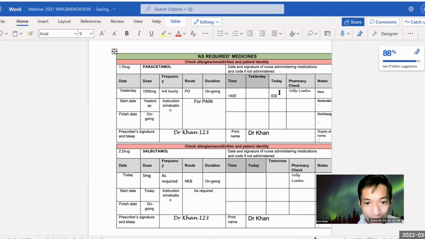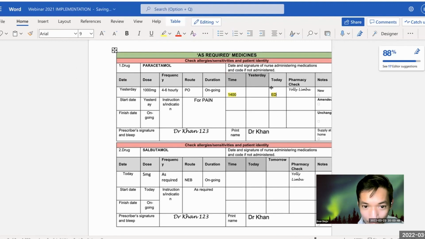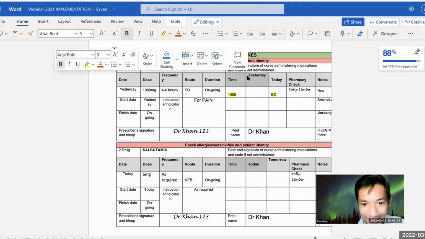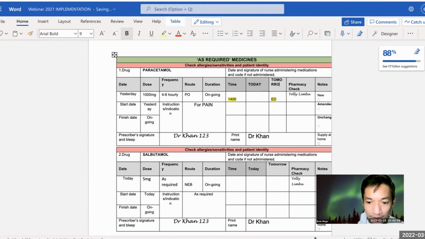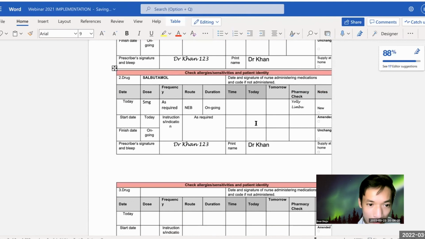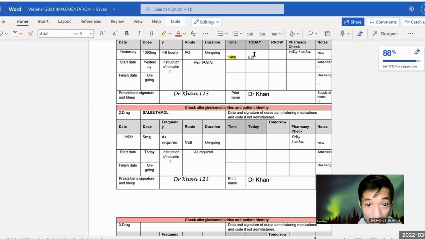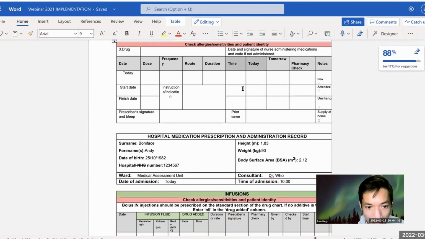Okay, I hope you're following. So on the box intended for today, you will write your initial, and the time, you will write the time. Okay, I think there is a mix up on this document. So this one should be today. I'm really sorry. And then this is tomorrow. So it might be like that on the examination. So you will be writing ED here. Okay. That's it. Next is salbutamol. Similar with your other medication for paracetamol. Of course, you are not writing anything here because the patient doesn't require it yet as of the moment. Okay. That is your PRN.